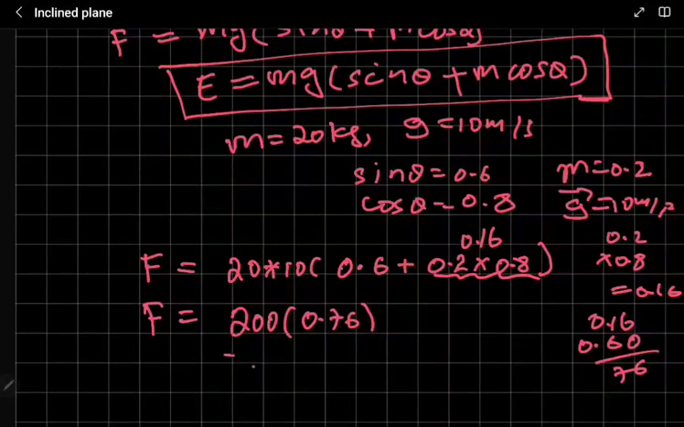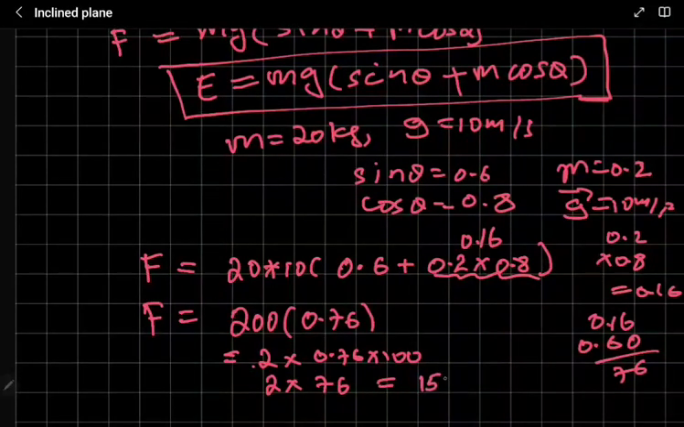You can do this as 2 times 0.76 times 100. So this is the same as 2 times 76, and this is going to give you 152 newtons. So this is the force needed to move a load, a mass of 20 kilograms, up a ramp inclined at 37 degrees at constant velocity. Thank you very much for watching.